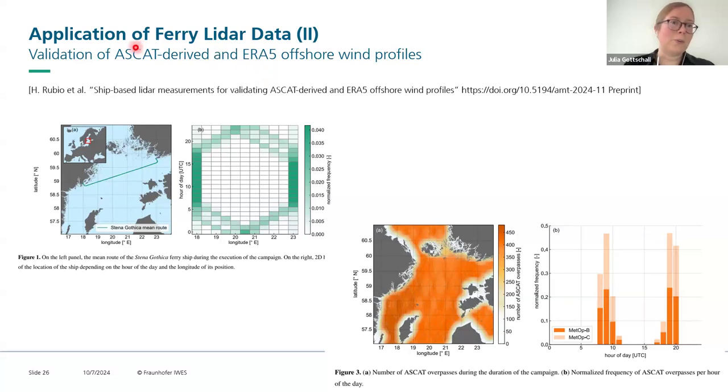And also, the second data set we wanted to compare and to validate was wind profile data derived from ASCAT satellite measurements. And for this, if you have a closer look, you see it's not exactly the same campaign. It's also in the Baltic Sea, but this time a bit further north between Stockholm and, I actually can't see, what does it say here?